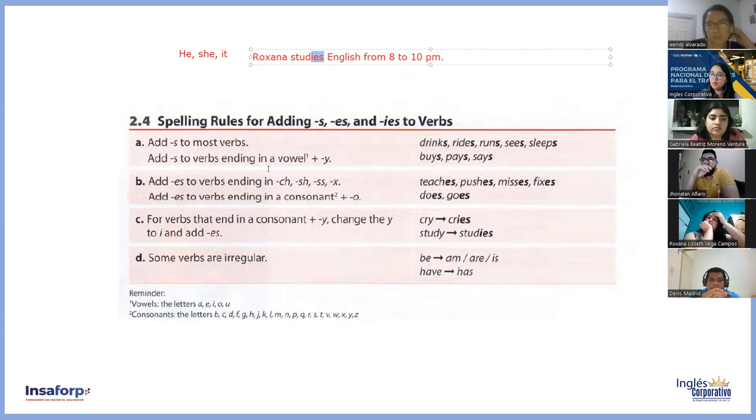En el caso de los verbos irregulares que ya vimos, el verbo to be, que sería am, is, are, que ya lo estudiamos, y tenemos el otro caso del have y el has. El has lo vamos a utilizar con he, she, it, y el have con I, you, we, y they. No sé si tengamos dudas, questions.